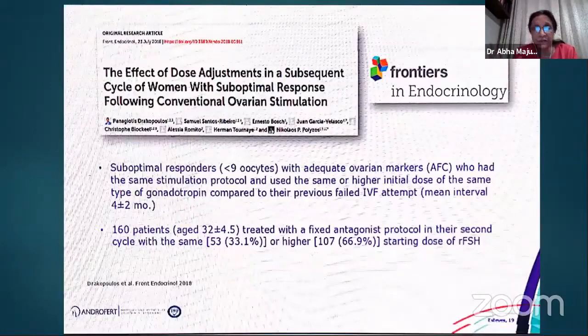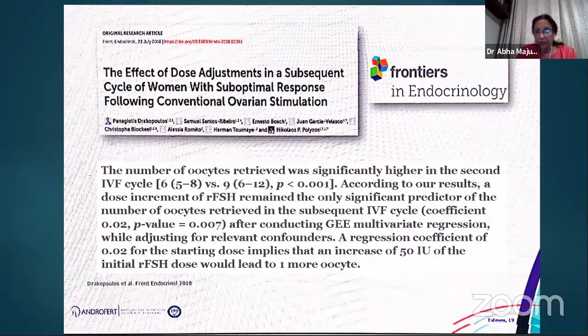So this is a very nice paper which shows the effect of dose adjustments in a subsequent cycle of women with suboptimal response following conventional ovarian stimulation. I'm not reading the whole thing, but here only suboptimal responders were taken. That means 9 oocytes or less with adequate ovarian markers who had the same stimulation protocol and used the same or higher initial dose of the same type of gonadotropin compared to the previous failed IVF attempt. And what was the result? The number of oocytes retrieved was significantly higher in the second IVF cycle.